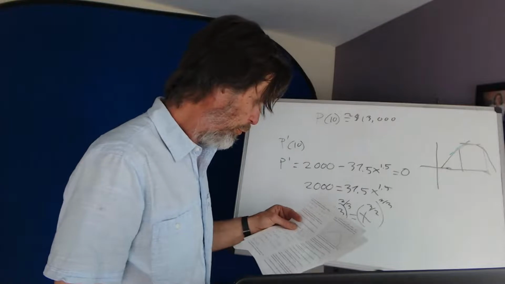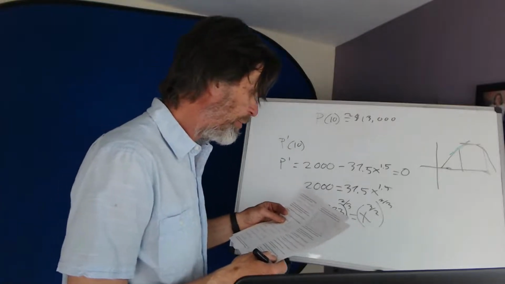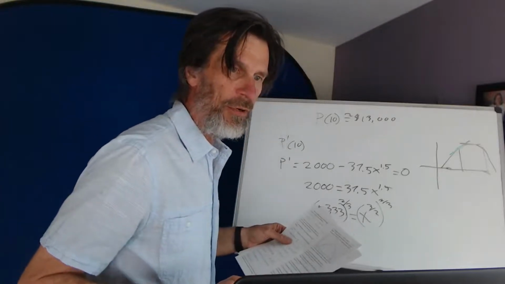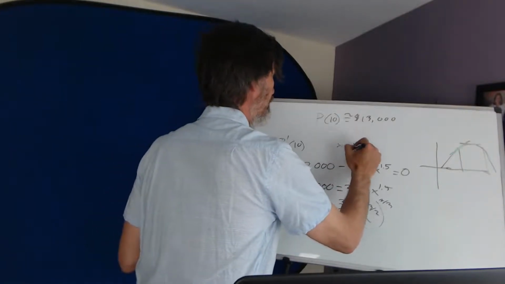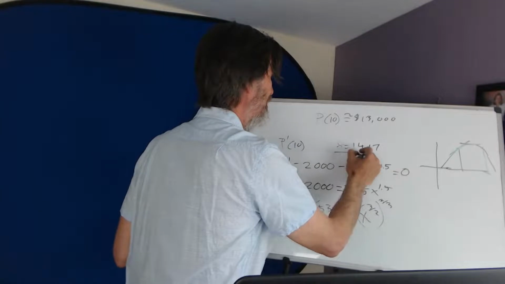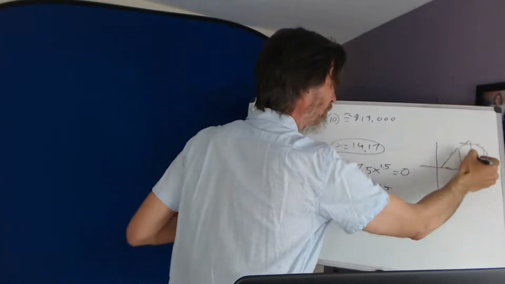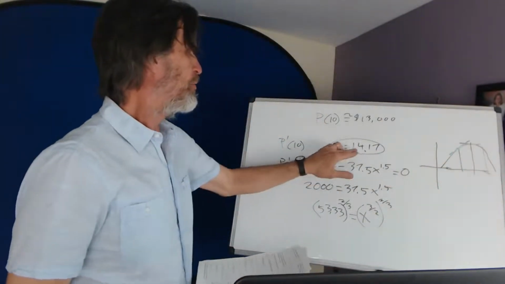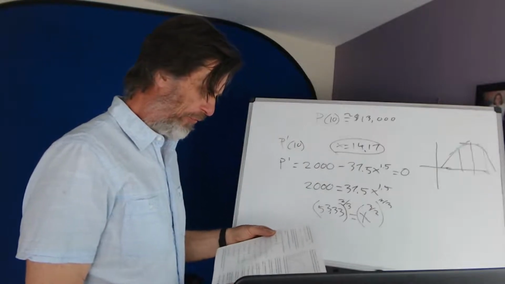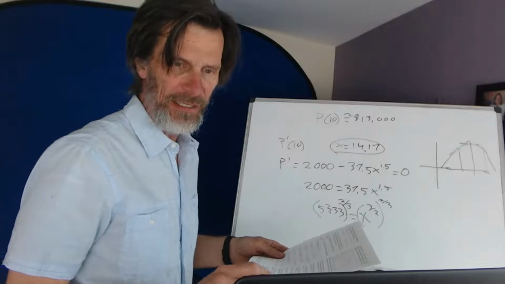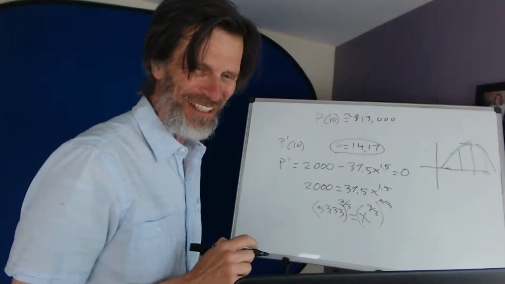Like 14.6, that looks like 14.16. Yep, about 14.17 balloons. That, of course, isn't the maximum profit. That's where the maximum profit shows up. So plug that number back into the profit function, and you will find the maximum profit. Yep, 14.17. Thanks, John. Appreciate it.